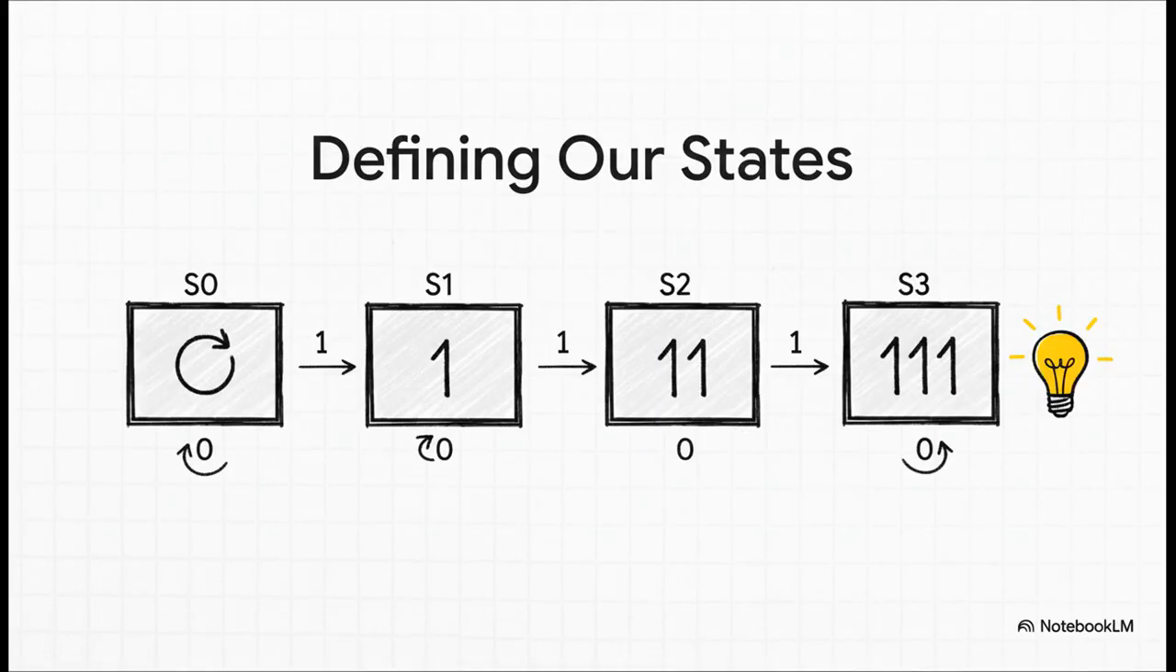So the first thing we have to do is think about what our circuit needs to remember. What are its states? Well, we can start with state S0, our reset state. We haven't seen any ones yet. If we get a 1, we move to state S1. Now we're remembering, okay, I've seen one 1. If the very next bit is also a 1, we move to S2, remembering I've seen 2 in a row. And if we see a third one, we go to state S3, which means success, I found it. And that's the state where our output signal finally goes high.